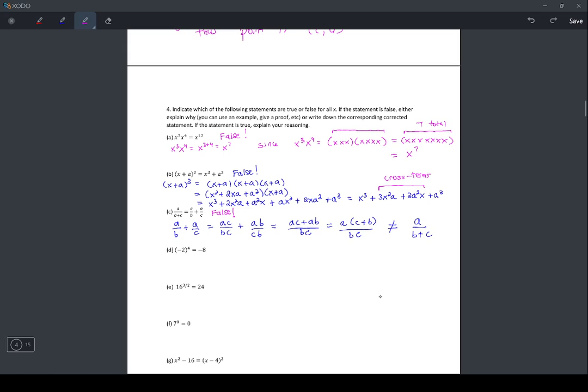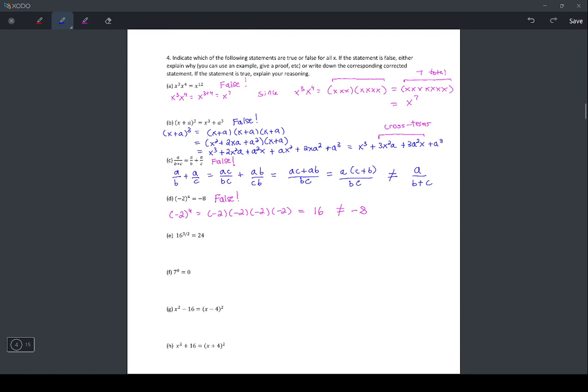Okay, next statement. Negative 2 to the power of 4 is equal to 8. This is false. Negative 2 to the power of 4 means negative 2 multiplied by itself 4 times. So negative 2 times negative 2 gives you positive 4, times negative 2 gives you negative 8, times negative 2 again gives you positive 16. That's not negative 8.